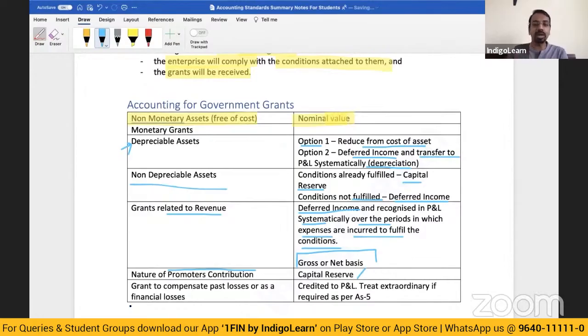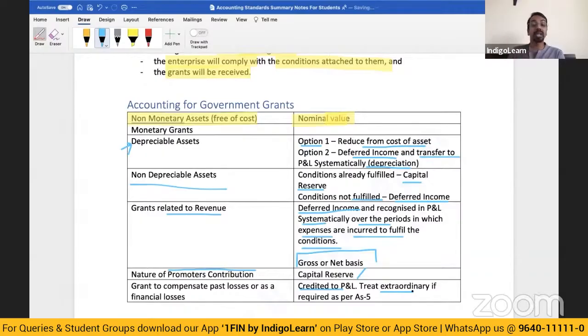In such a case, you need not take it to deferred income because there are no conditions to be fulfilled in the future. Losses have already been incurred. They are giving it as a package that you can directly credit to P&L, and you will treat it as an extraordinary item if required as per AS5. If that fulfills the criteria of extraordinary item, generally it would be the case, you will recognize that item as an extraordinary item as per AS5.